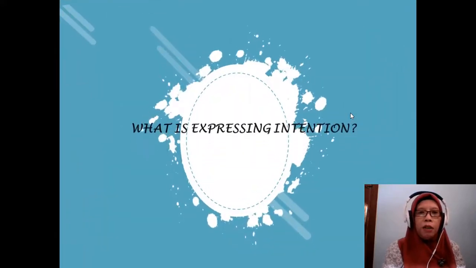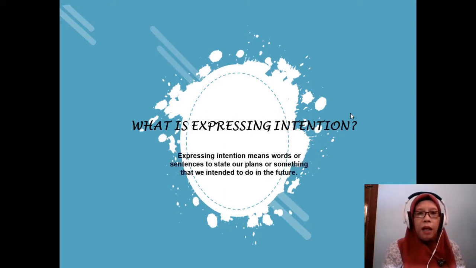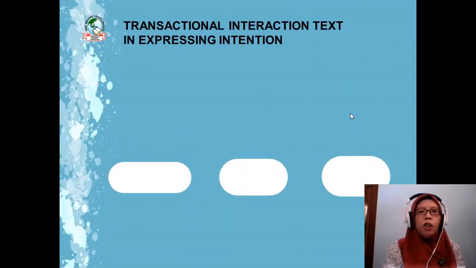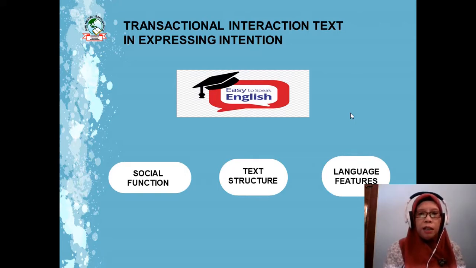So we can conclude, what is expressing intention? Expressing intention means words or sentences to state our plan, something that we intend to do in the future. Talking about expressing intention, we have three aspects. The first one is social function. Second, text structure. And the last is language features.